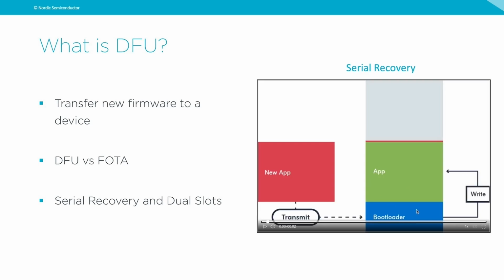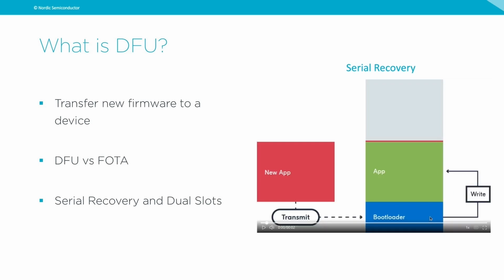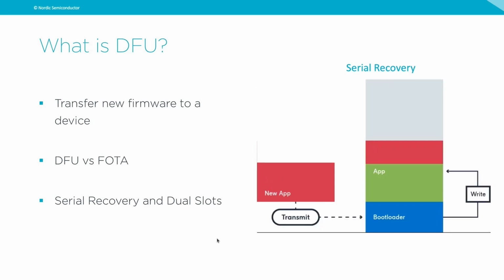There will be some serial code, by default UART for MCUboot, to receive the new image, and then the bootloader will overwrite the application with this. So you will see this new app here being transmitted through the bootloader and written to this, and that'll look something like this.